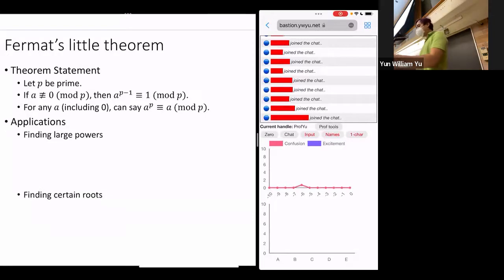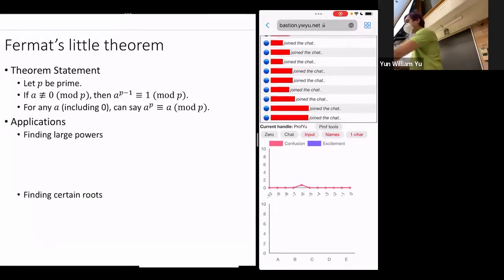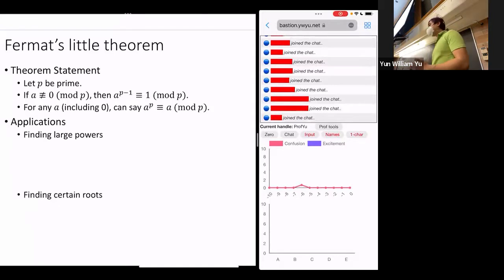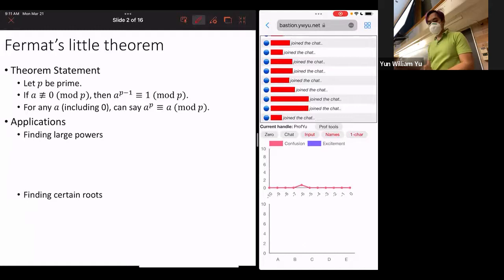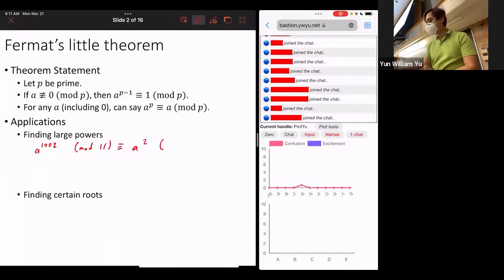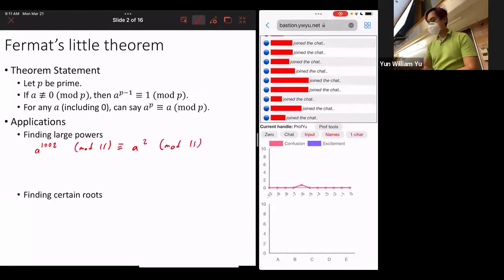So what are the two applications that we discussed? We had two major applications: finding large powers, and finding certain roots in modular arithmetic. So what do those look like? Well, if you have A to the 1002 mod, say, 11, that's congruent to A squared mod 11. That's just because of Fermat's little theorem, A to the 10th is congruent to 1, and if A to the 10th is congruent to 1, then A to the 10 times any integer is also congruent to 1. And so you can just cancel all those out.